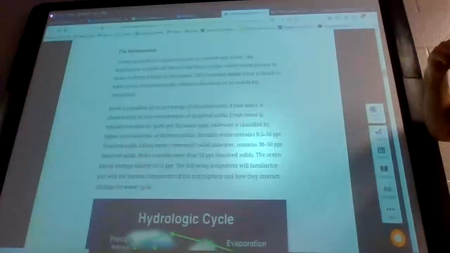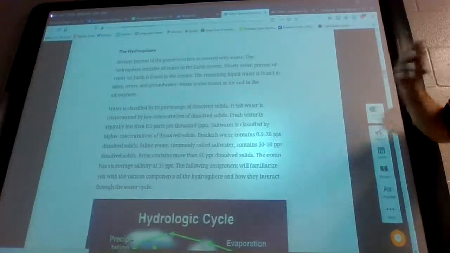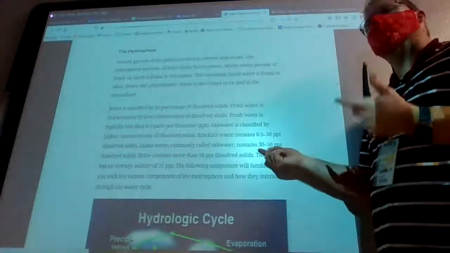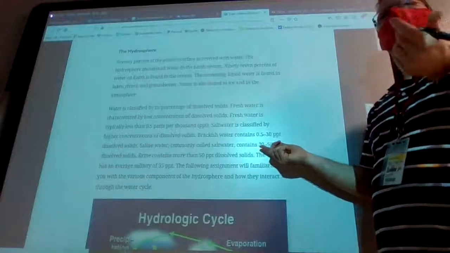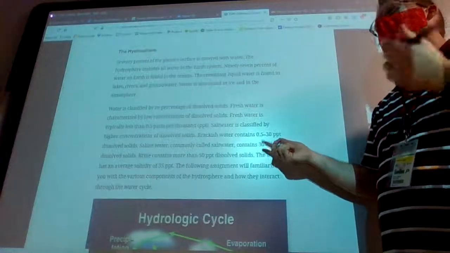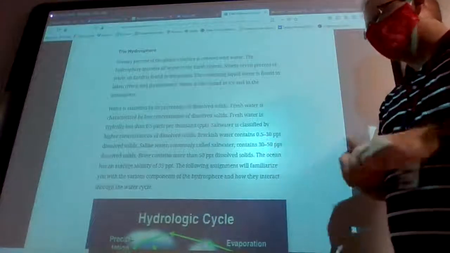99.95% is going to be actual H2O. When you get into ocean water, it's like 30 to 50. So roughly 3.5 to 5% of ocean water is dissolved salts and other materials.